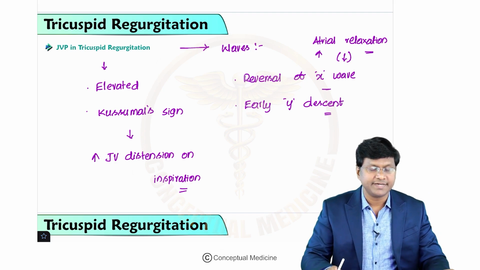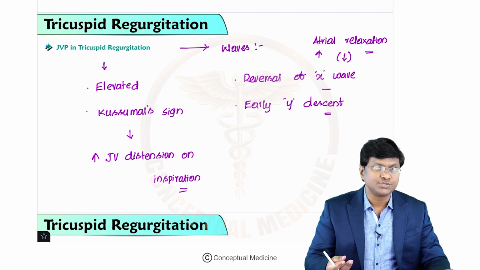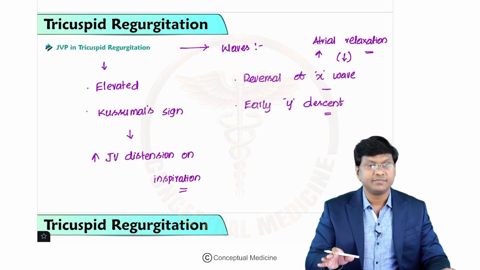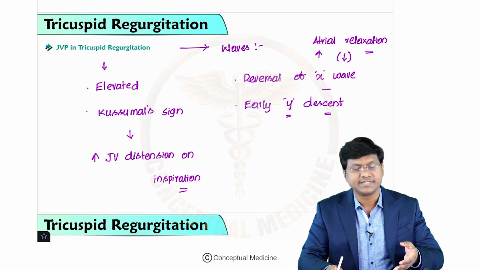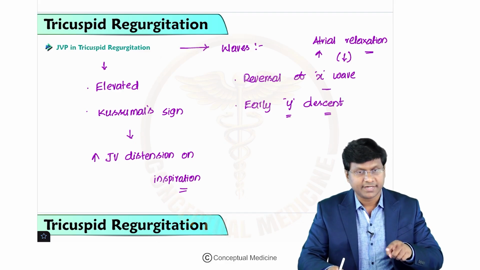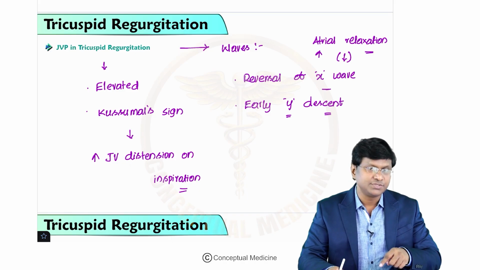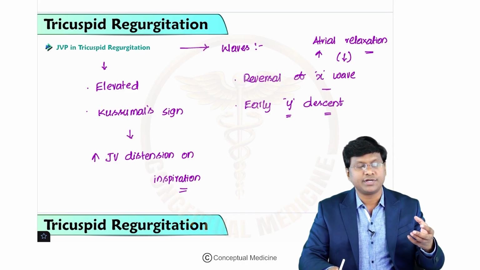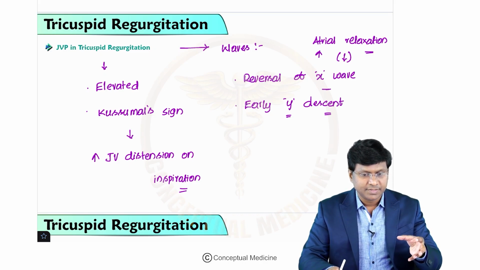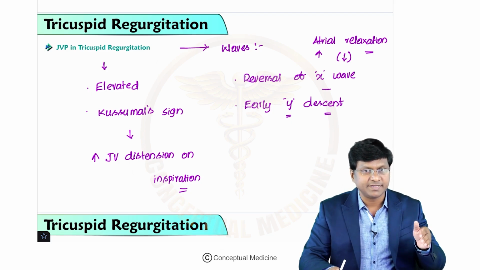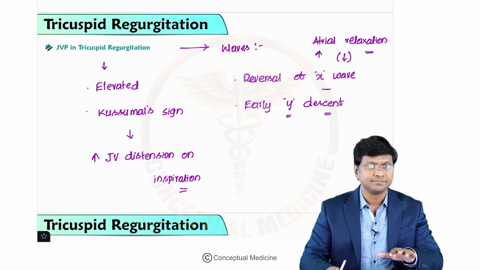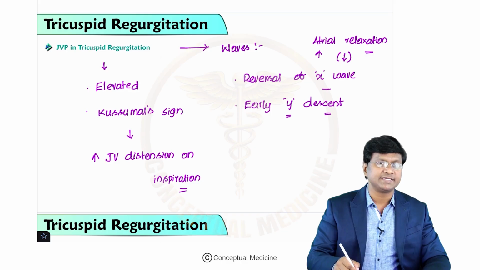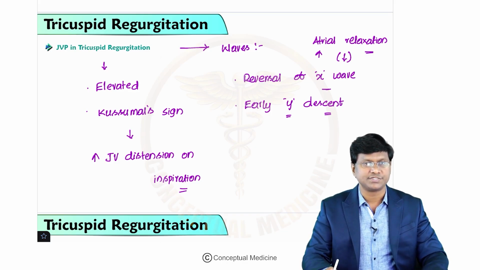Why do you have an early Y descent, and what is this Y descent? Y descent tells you about the atrial emptying. And why is the Y descent present? Because in these individuals there is an increased quantity of blood within the right atrium due to regurgitation. The right atrium receives the regurgitant blood, SVC blood and IVC blood, so there is more blood. That is the reason why the emptying also occurs early. So there will be an early Y descent in patients with tricuspid regurgitation.